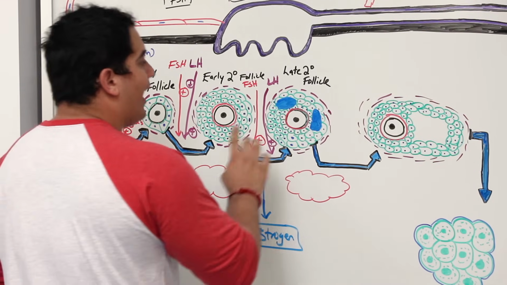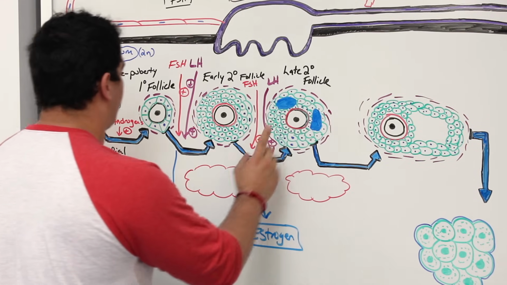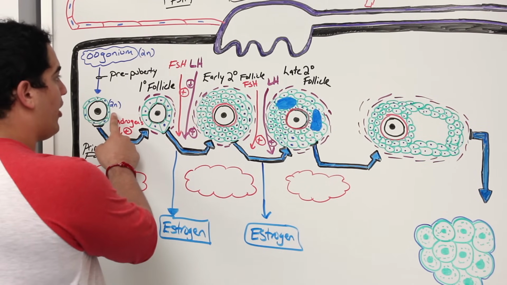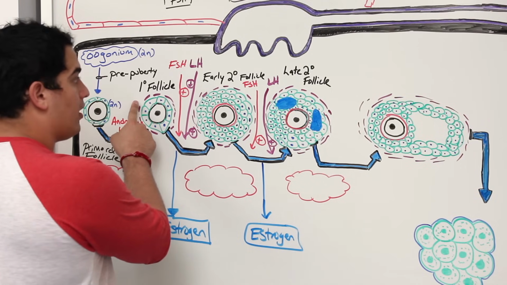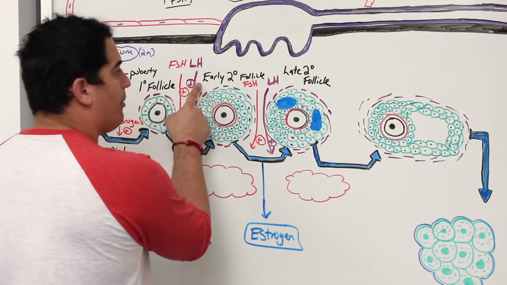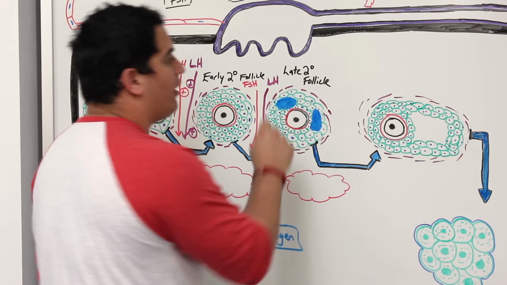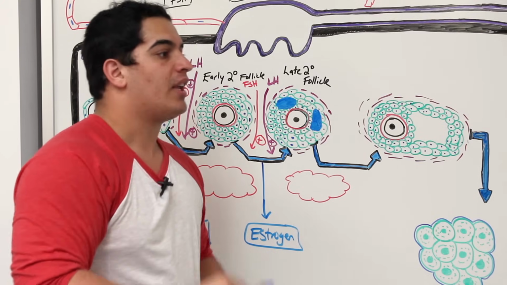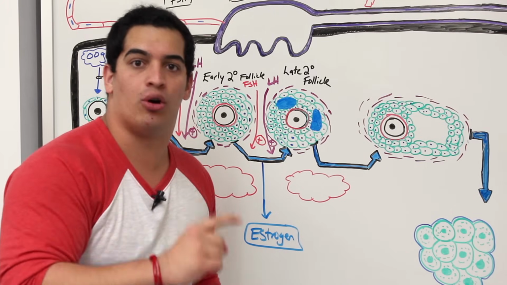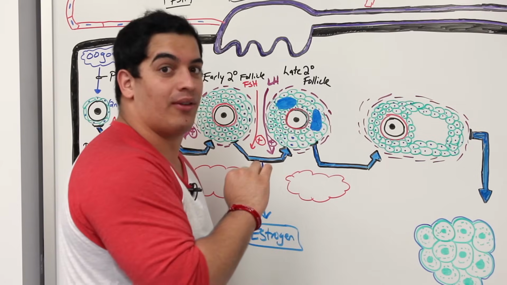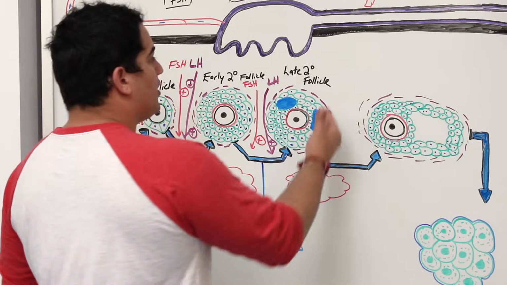And to continue to keep going with this, you know how I told you that the primordial follicle was again a primary oocyte? The primary follicle is a primary oocyte. The early secondary follicle is still a primary oocyte, and the late secondary follicle is still a primary oocyte. What does that mean? It means it hasn't finished meiosis 1, okay? It's getting ready to, though. All right. So now look what happens.